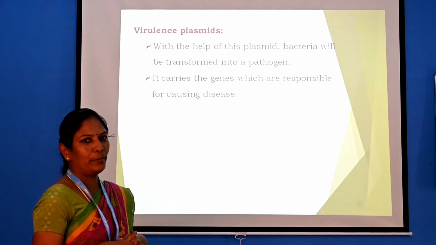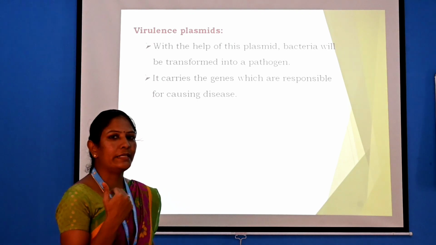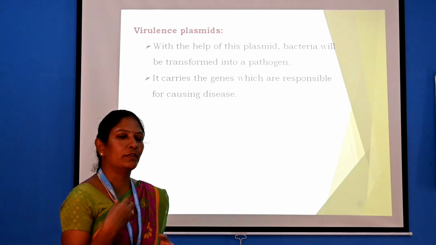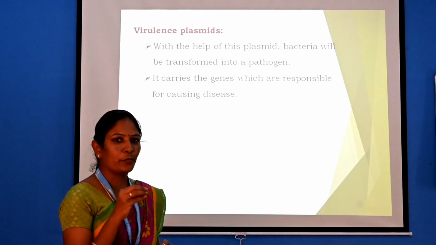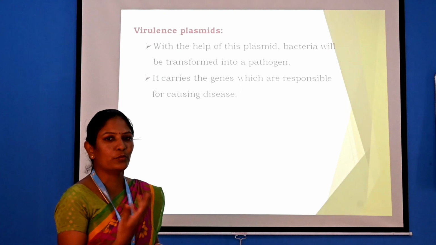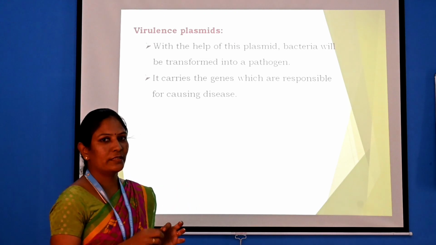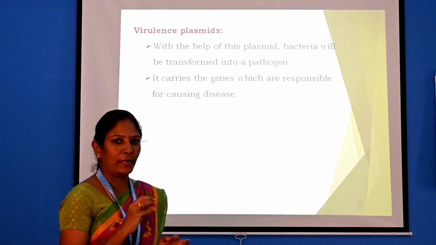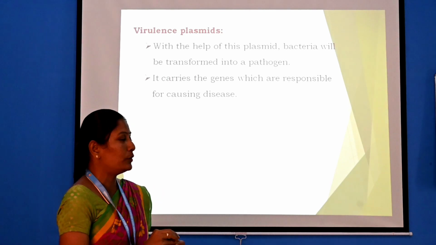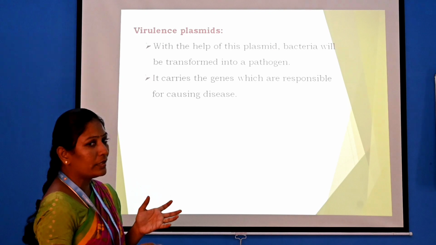So the next type of plasmid is the virulence plasmid. This is most important because if a bacterial cell causes diseases to plants, animals or human beings, it is because the cell possesses the virulence plasmid. Only then can it cause diseases to the host. So this type of plasmid is known as the virulence plasmid. That means the pathogenicity of a particular bacteria depends upon the virulence plasmid only. So with the help of this plasmid, bacteria will be transformed into a pathogen.